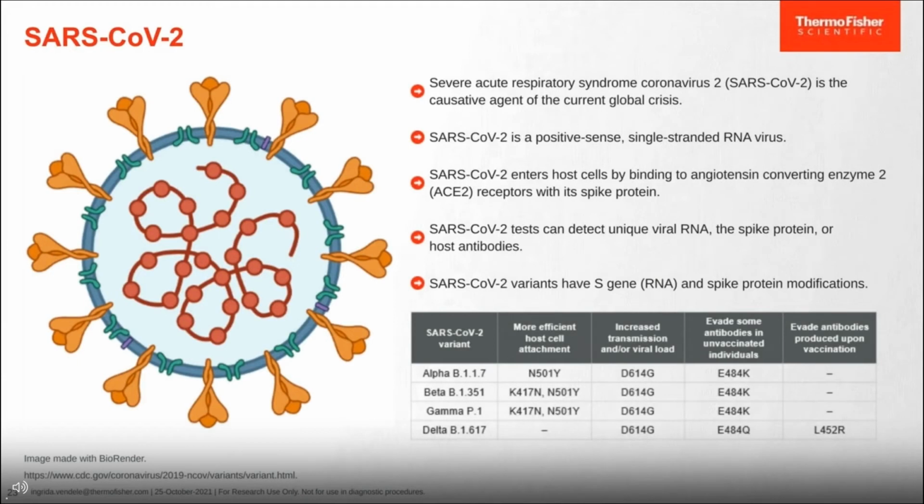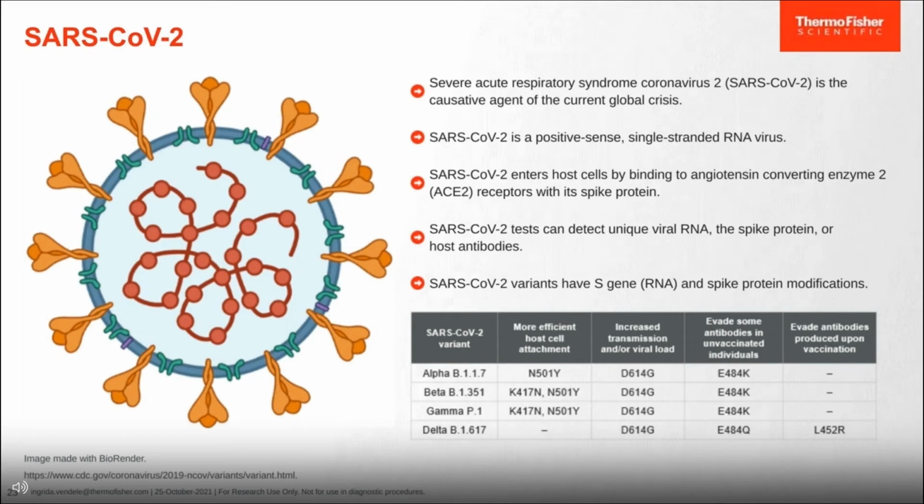Let's discuss the SARS-CoV-2 virus in greater detail. Severe acute respiratory syndrome coronavirus 2, or SARS-CoV-2, is a positive-sense single-stranded RNA virus. This virus attaches to host cells using its eponymous crown-like spike proteins. In the diagram on the left, the viral RNA is shown in red and these spike proteins are shown in orange. SARS-CoV-2 molecular tests detect either this RNA or spike protein.